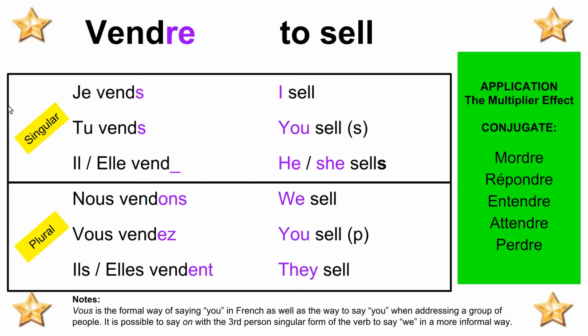Next, once you know the rules for how to conjugate RE verbs in the present tense, you can apply the multiplier effect and conjugate other RE verbs in the present tense. As I said earlier, there aren't that many of them, but here are 5 that you can conjugate using the same pattern. Mordre, to bite, répondre, to answer, entendre, to hear or understand, attendre, to wait, and perdre, to lose.